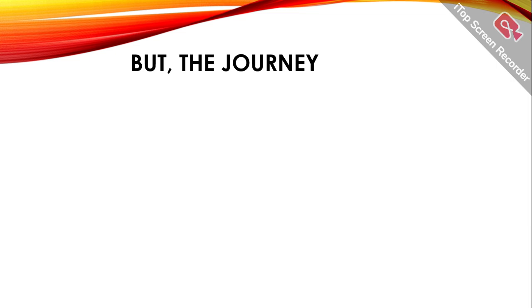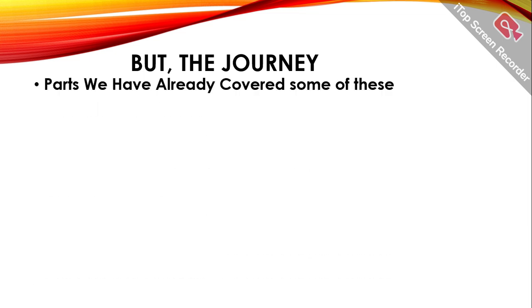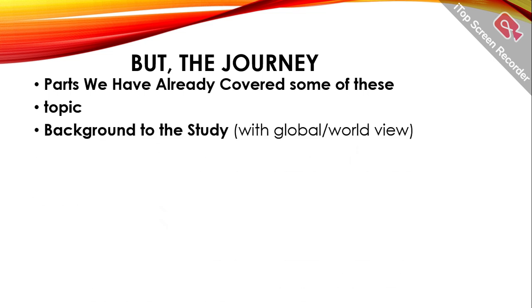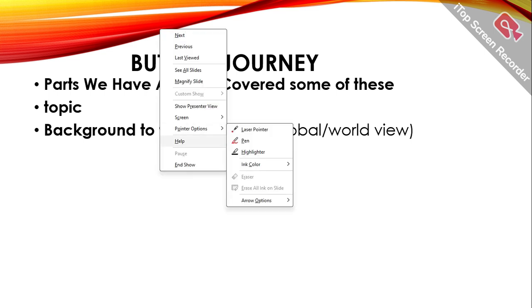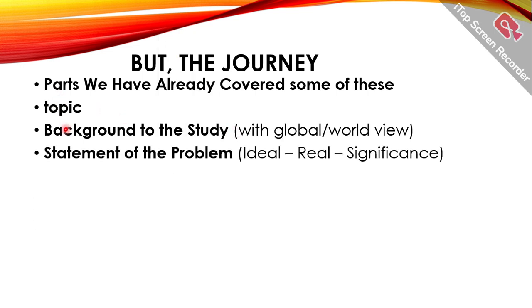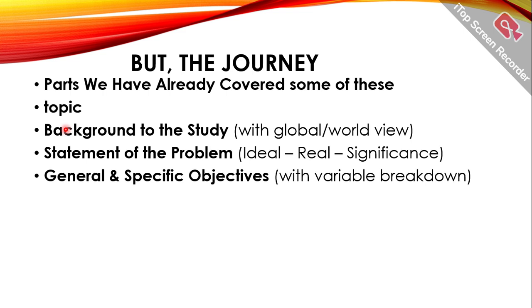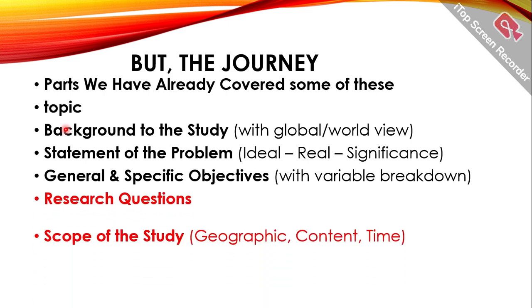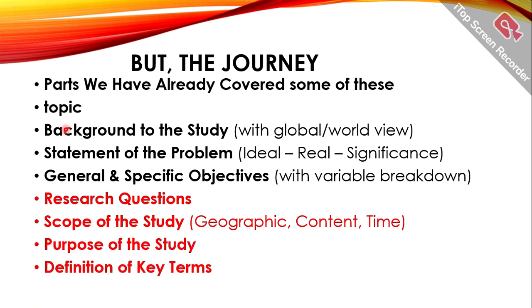After discussing the objectives, we now move to the research questions, but let me just remind us of the journey. We are doing chapter 1 so far. Out of the 6 chapters we have to do, maybe some other parts of the chapters have been touched a little bit, like the references. But what we've done already is the topic, the background, the statement of the problem, and the general and specific objectives, which means we're now moving to the research questions, the scope of the study, the purpose of the study, and the definition of key terms. That will be ending our chapter 1.